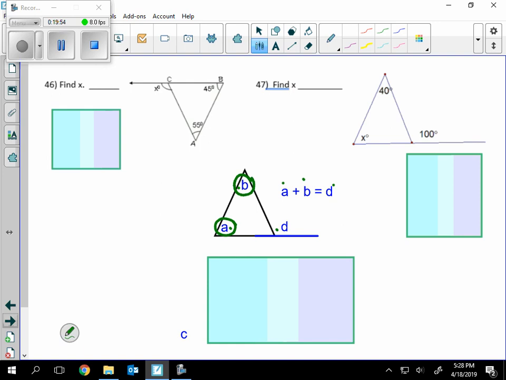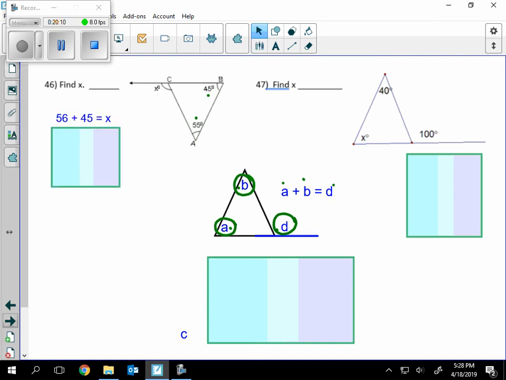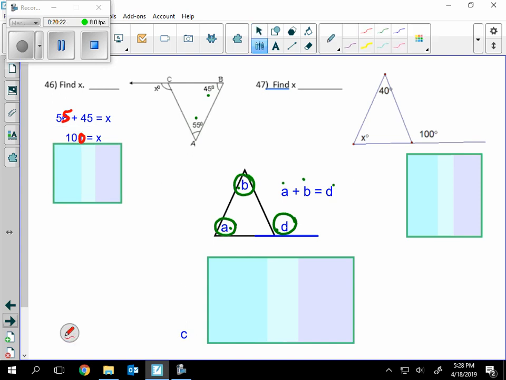A plus B equals D. So let's do the math over here. See the 55 and the 45? My picture's turned around, but those are like A and B. So my equation on this one will be, oh, and I wrote the wrong number. I apologize. 55 plus 45. Hopefully I added them up right, though. We'll see. 55 plus 45 is 100. And so in this case, X is 100 degrees.